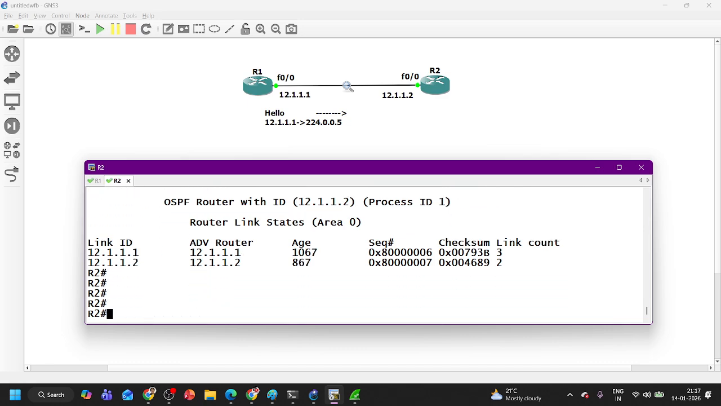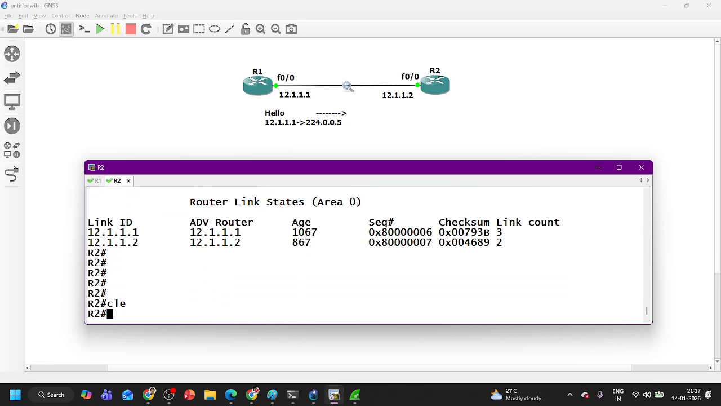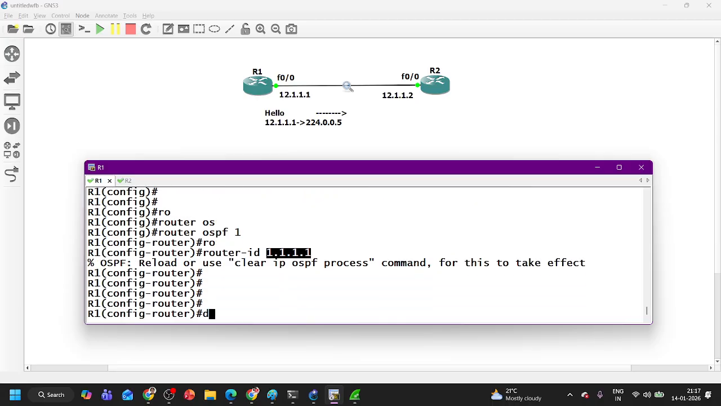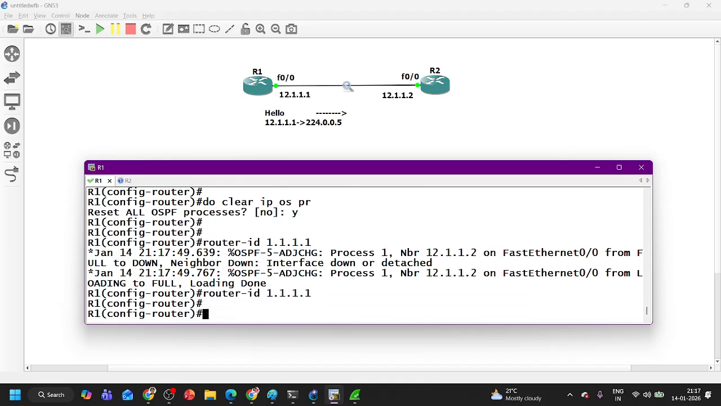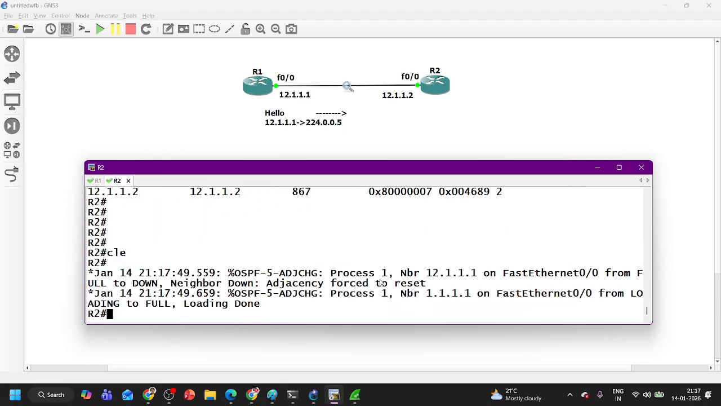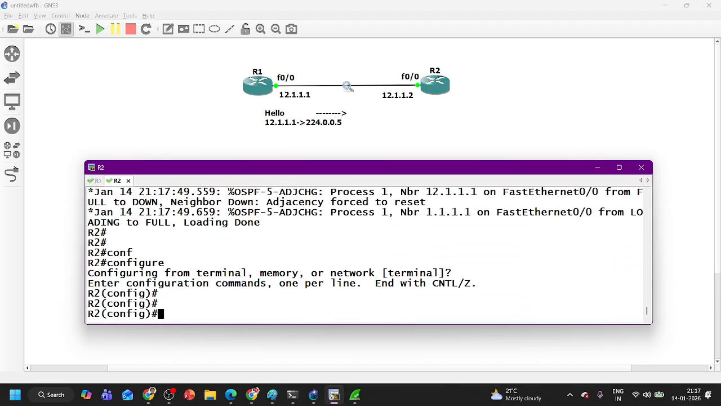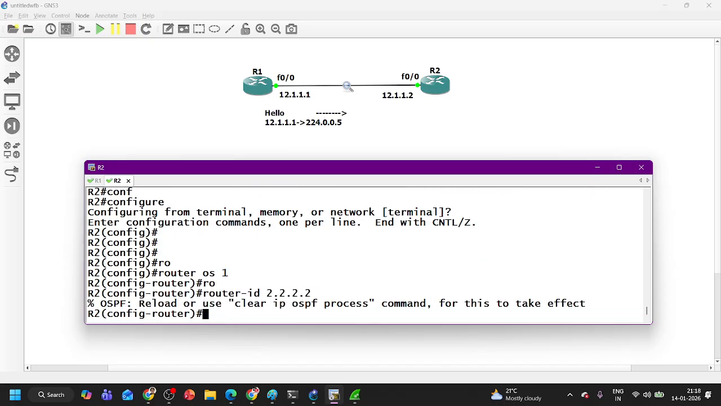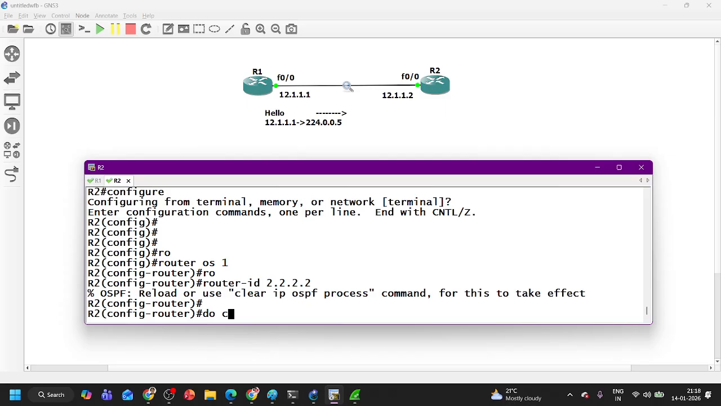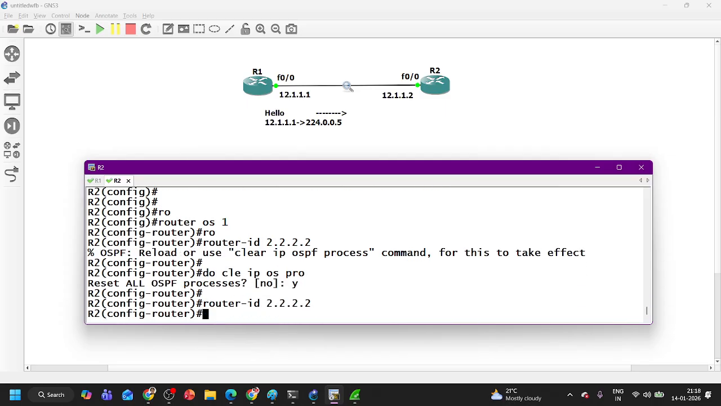If I clear the OSPF process once, till now I have not configured the router ID here. Do clear ip ospf process, say yes, and then you can change the router ID. Now I have set the router ID here to 1.1.1.1. On router number 2 I am going to change it to router ID 2.2.2.2, do clear ip ospf process, yes.